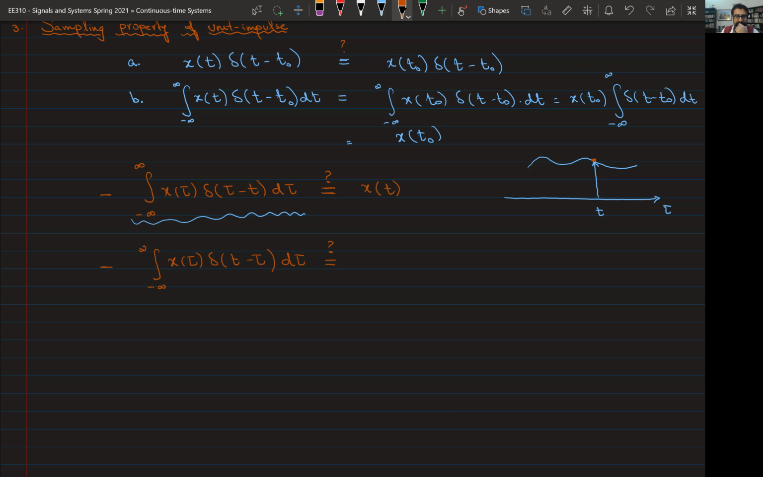Any guesses, any ideas? What's the difference between C and D? The only difference is instead of delta tau minus t, I now have delta t minus tau. But the integral is still over tau. So what is the output here going to be? What do you think?